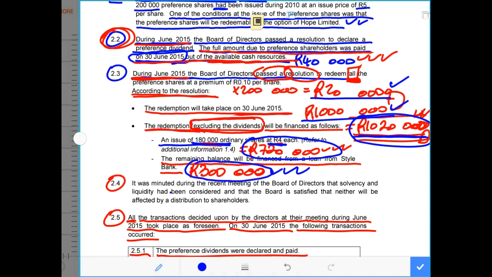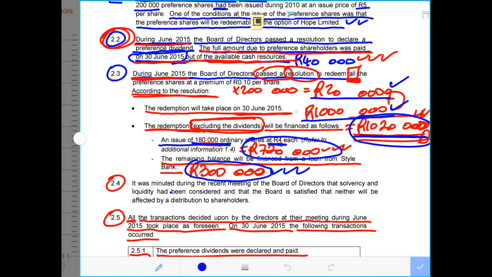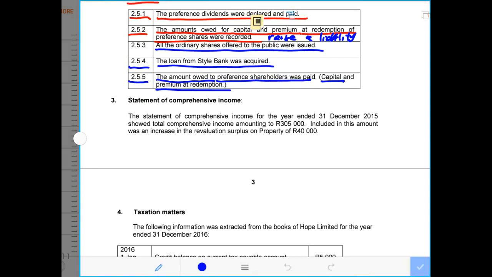Then there was money available. Now when money was raised and it was available in our bank account, a payment took place as it was supposed to, and we paid the capital and the premium that was due: the capital of 1 million and the premium of 20,000, which was due to the preference shareholder. So that is what they are telling us under 2.5.